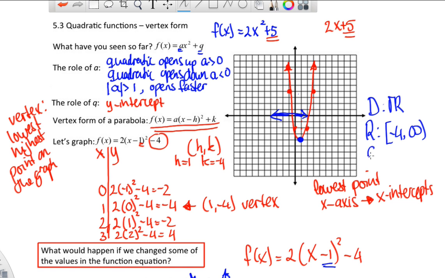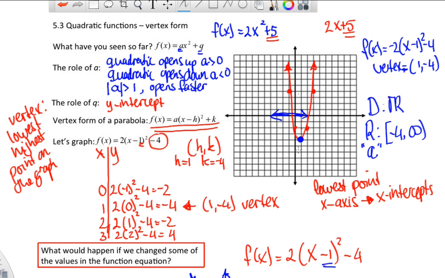And the other thing that influences that is a. Because if I made a negative, if I graph this and I write it as negative 2 times x minus 1 squared minus 4, you would still get your vertex here, because h and k did not change, so it still would be a vertex at 1, negative 4.